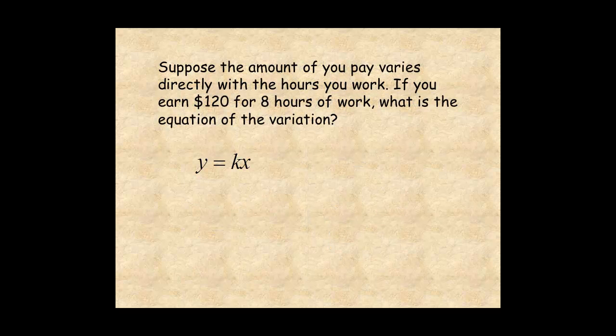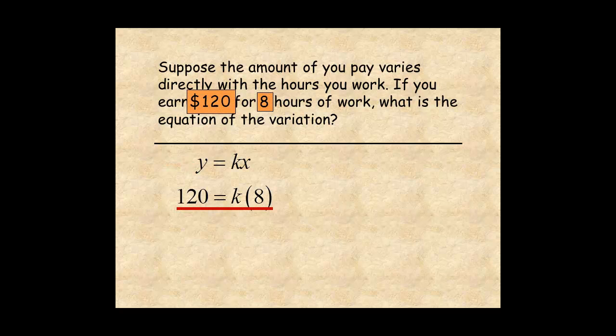There are many applications of direct variation. For example, suppose the amount of your pay varies directly with the hours you work. If you earn $120 for 8 hours of work, you can find the equation of variation. Start with y equals kx. Substitute x equals 8 and y equals 120. If you divide both sides by 8, you can see k equals 15. And the equation of variation is y equals 15x.